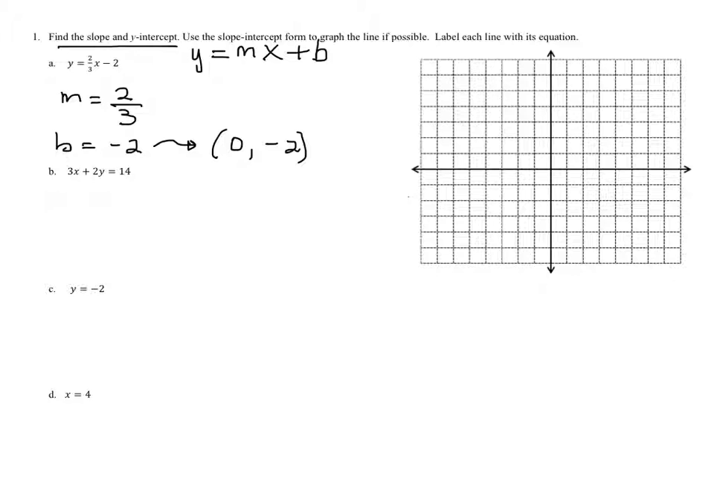All right, so now let's graph this. We're going to label our axes. (0, -2) is right here. I'm just going to write -2. And the slope says to do what? Well, from this point, the slope says to go up 2, right 3. So we're going to go up 2, right 3. Ta-da! And there it is. And now I can draw the line and label it.